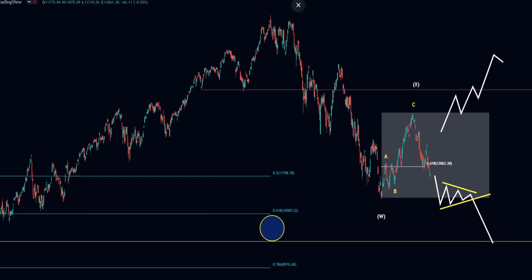So after this week, after the FOMC press conference, we will get a signal of what will happen in the next 3 months and how high the Fed interest rate will go.